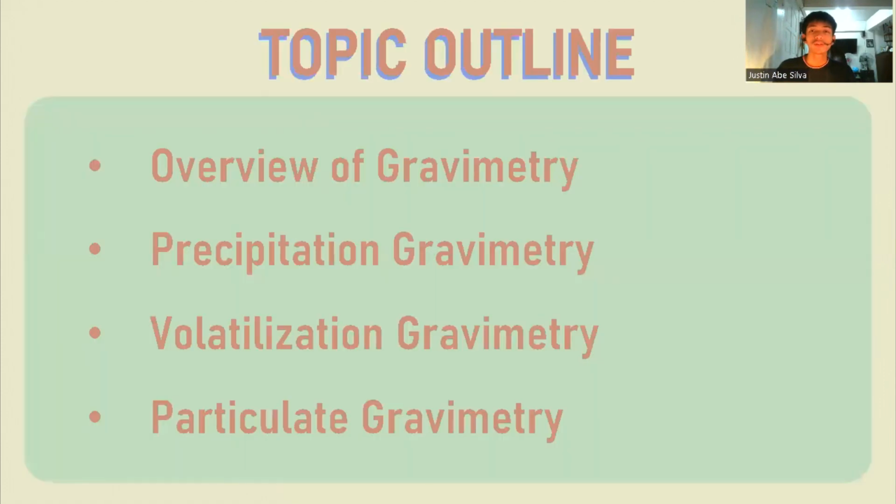So let's start off with our topic outline. Here we are going to break down into different sections. First, we are going to discuss the overview of gravimetry, which comprises the principles and ideas behind gravimetry. And then next would be the different methods for gravimetric methods of analysis. One of which is precipitation gravimetry, volatilization gravimetry, and particulate gravimetry.